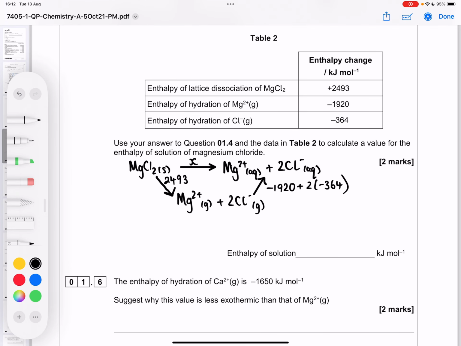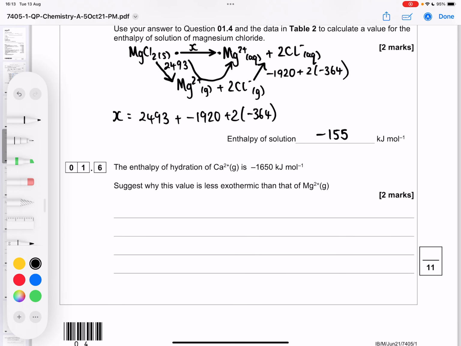So if I want to find x, we're going to go from the start of the arrow to the end of the arrow, but a different way. So we're going to have our 2493, and then we're going to add minus 1920, and we're going to add 2 lots of minus 364. I'm going to type that into our calculator and we get minus 155.